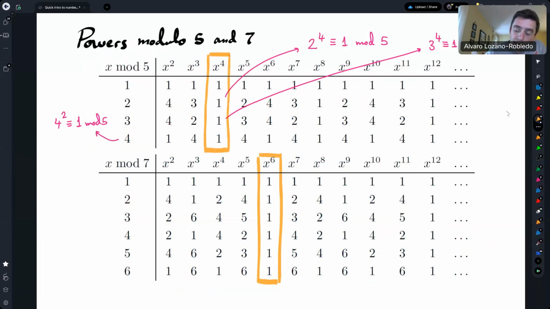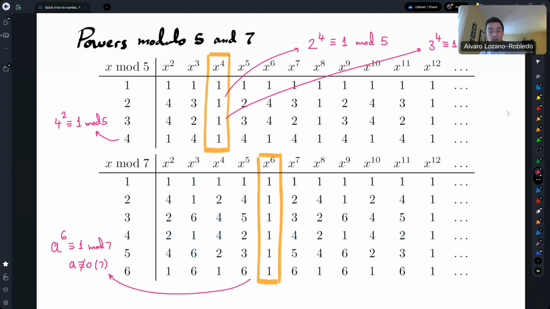You see that every non-zero number modulo 5, every unit, to the 4th power gives me 1, and every unit modulo 7 to the 6th power gives me 1. So I can write that in here. This tells me that a to the 6 is 1 modulo 7, as long as a is not 0 modulo 7. That always happens, which is really interesting.